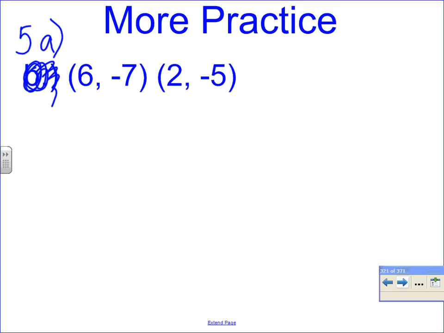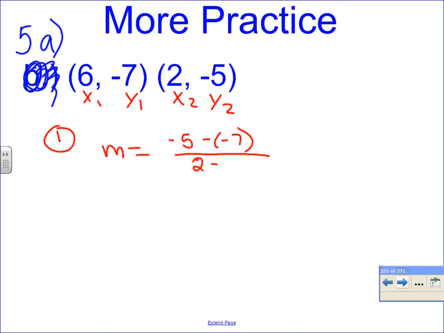What do we need to do first? Awesome. So just like we did yesterday, we're going to label these x1, y1, x2, y2. Step 1 is find slope. Okay, m equals, slope formula is y2 minus y1 over x2 minus x1. So we're subtracting -5 minus -7 over 2 minus 6. Is everyone with me? We're writing an equation, so we're starting with finding slope.